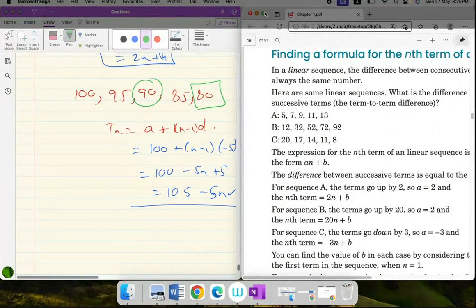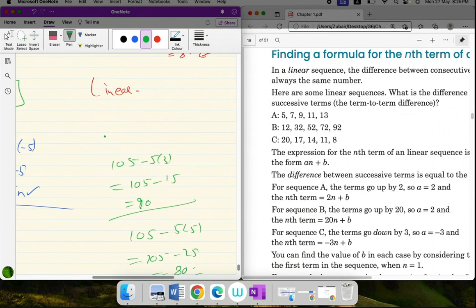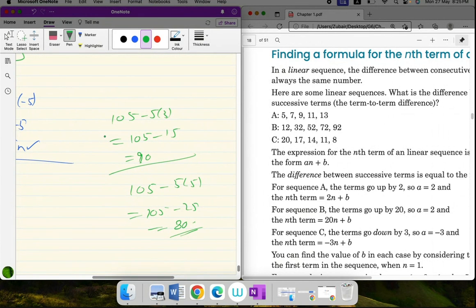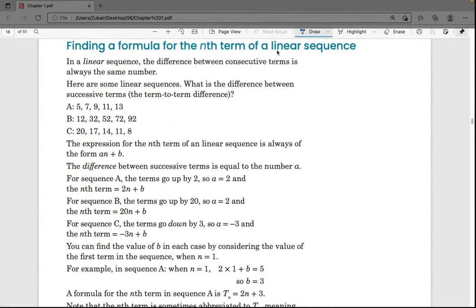So what if the linear term difference isn't common? Then we have different ways to solve it. We're currently doing it for linear sequences. And when the sequence is not linear, if it is quadratic, we'll do it in different ways.